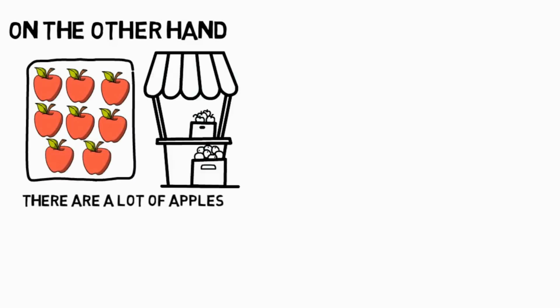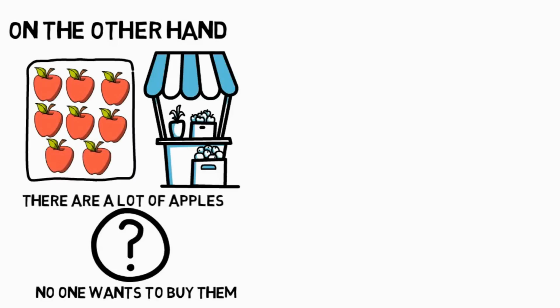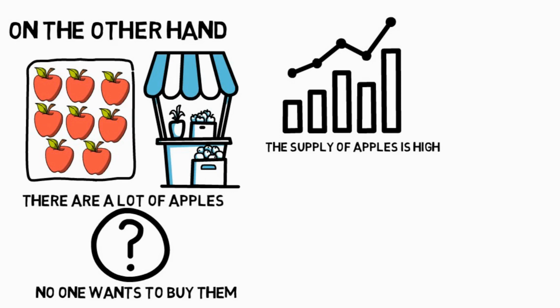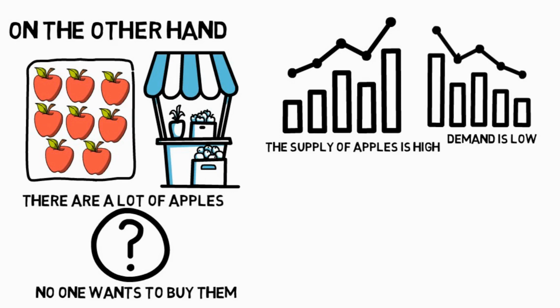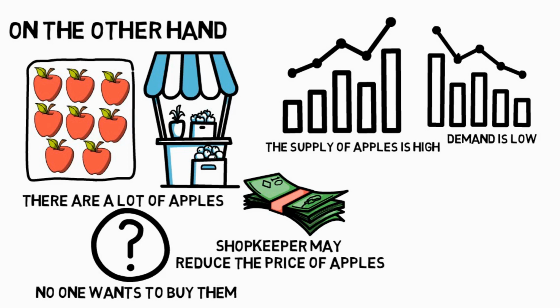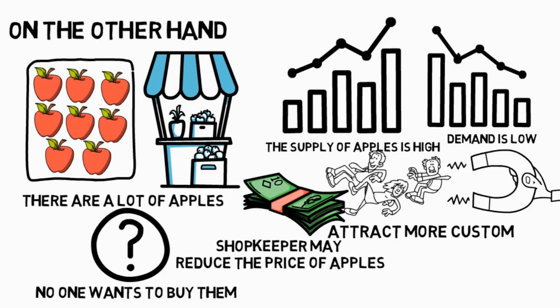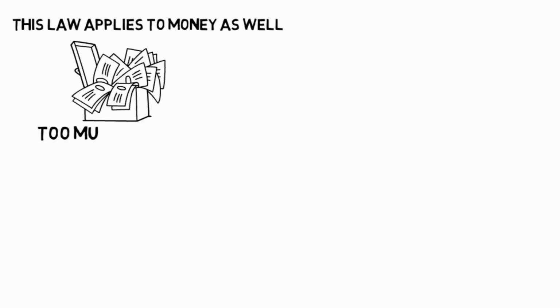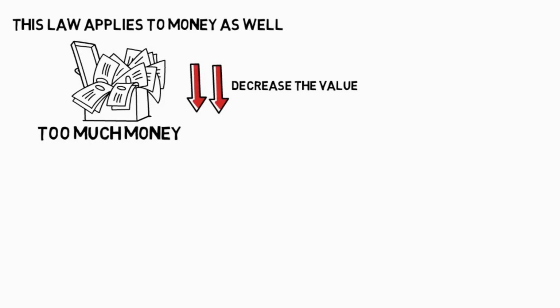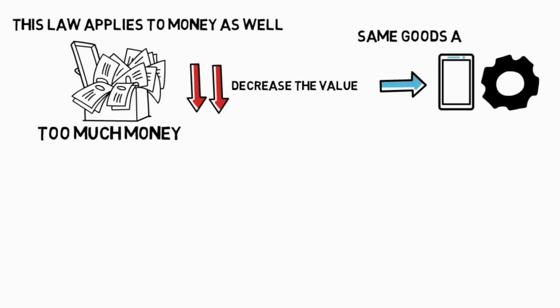On the other hand, if there are a lot of apples in the store, but no one wants to buy them, the supply of apples becomes high and the demand is low. In this case, the shopkeeper may reduce the price of apples in order to attract more customers. This law applies to money as well. If there is too much money in circulation, it will decrease the value, because there will be more money competing for the same goods and services.